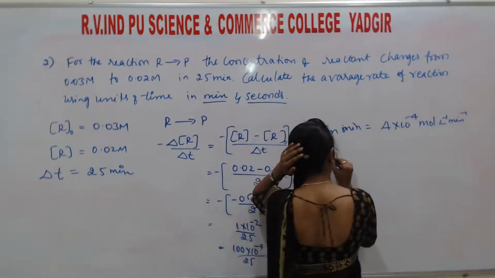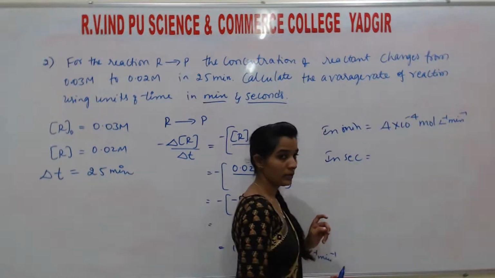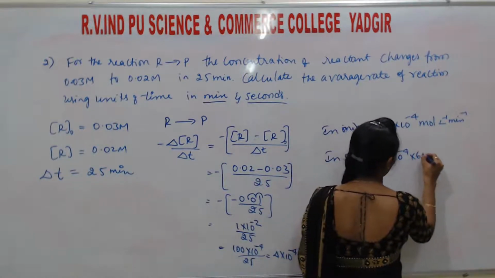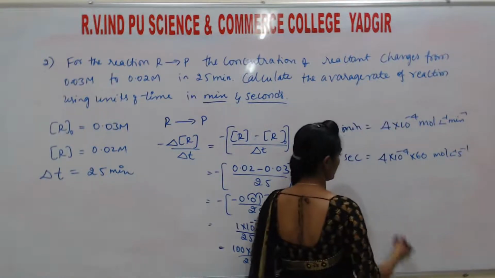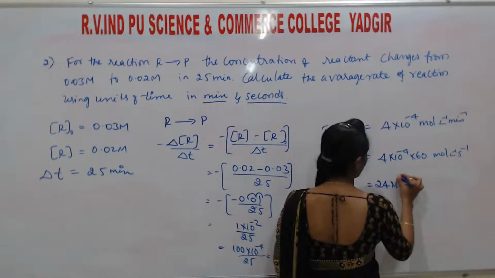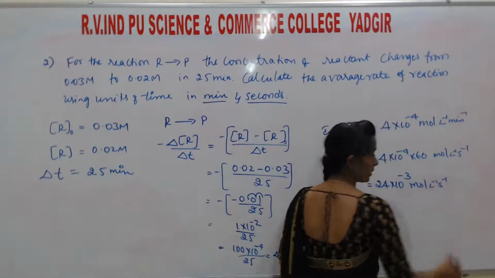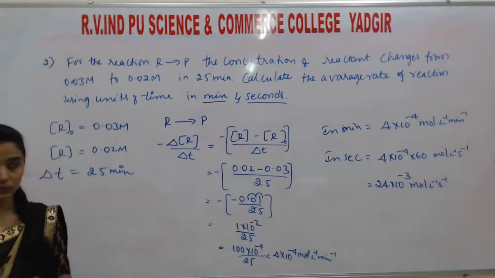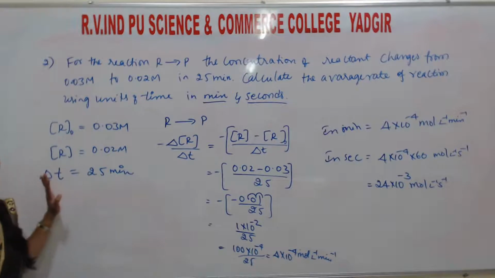Okay? So in second what happens? In second it is multiplied by 60. That is 4 into 10 to the power of minus 4 into 60 mole liter inverse second inverse. That means 24 into 10 to the power of minus 3 mole liter inverse second inverse. That is the rate of reaction. Understand? So this is another flow.